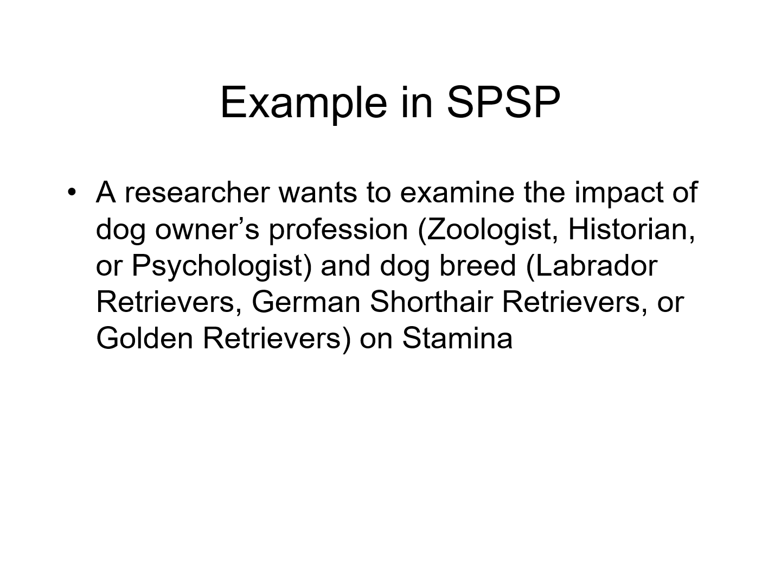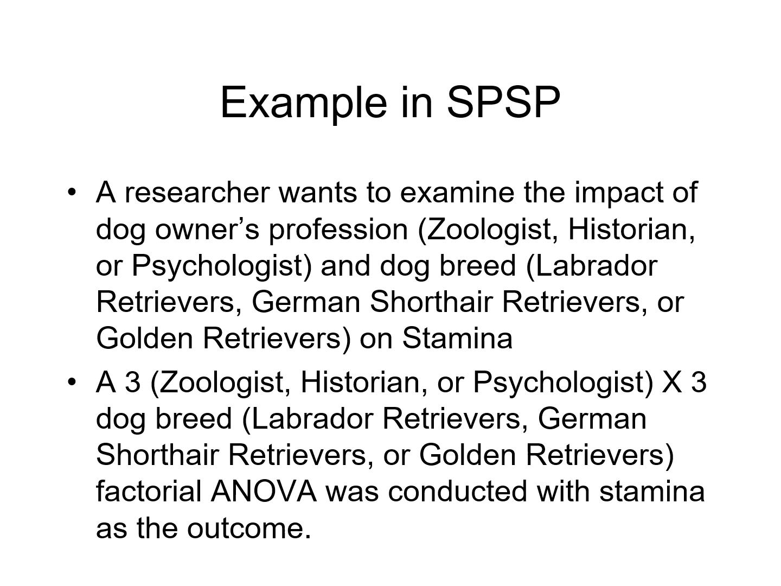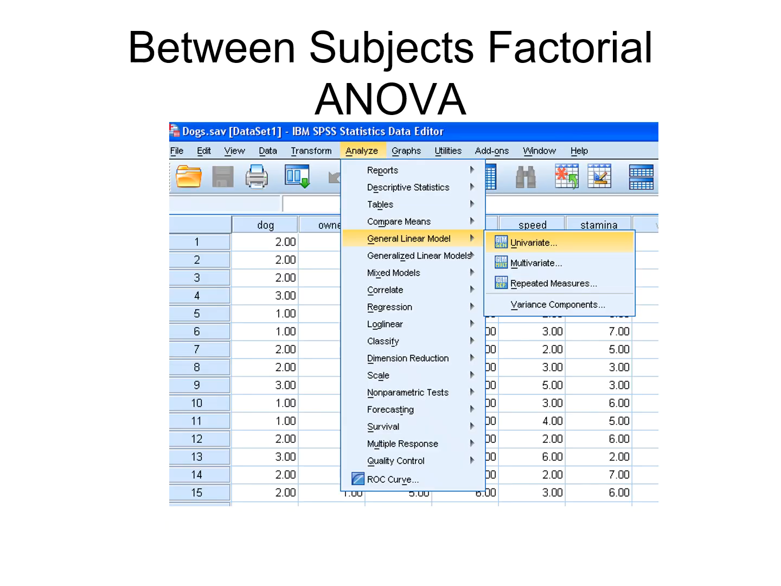So he's looking for the difference between profession, zoologist, historian, and psychologist, dog breed owned, Labrador Retriever, German Short-Haired Retriever, or Golden Retriever, on stamina. So if we put this in terms of an ANOVA, it is a 3, zoologist, historian, psychologist, categorical IV1, by 3, dog breed, independent variable 2, Labrador Retriever, German Short-Haired Retriever, or Golden Retriever, factorial ANOVA, on stamina as the outcome. So a 3 by 3 ANOVA looking at stamina. So let's walk through what we'd actually need to do in SPSS to analyze this data. And there's a fair amount of steps to make sure we're getting the information that we need.